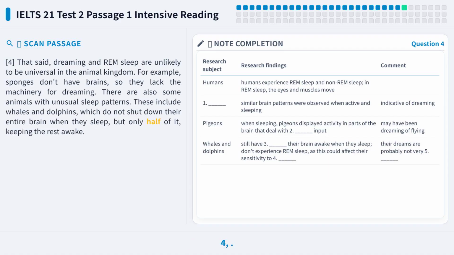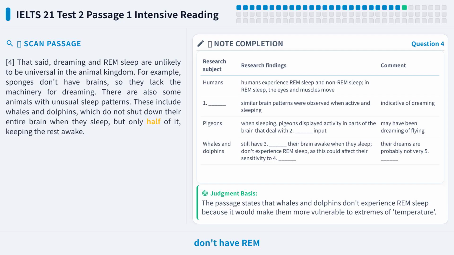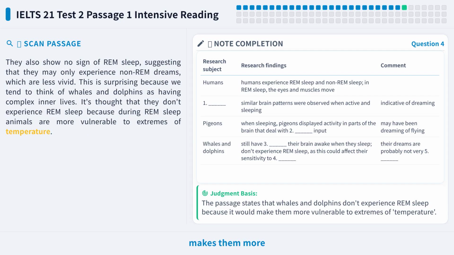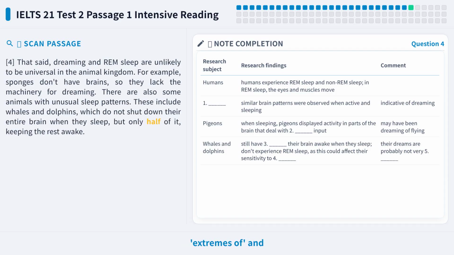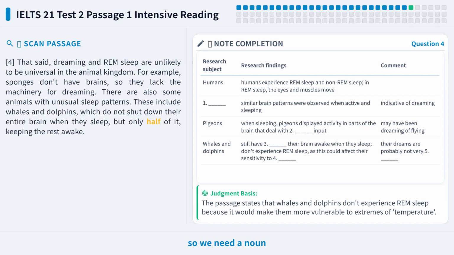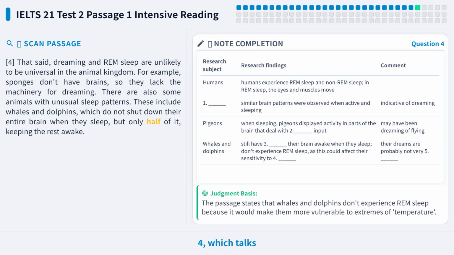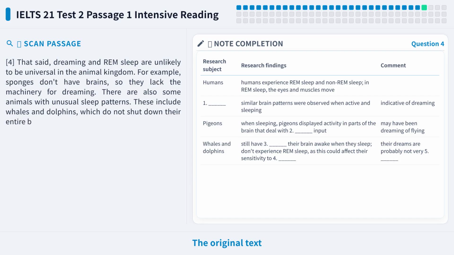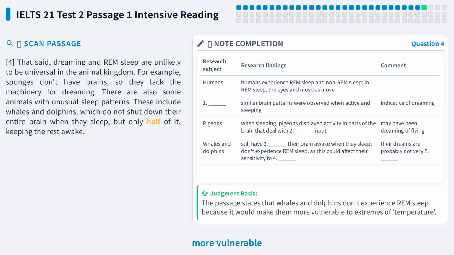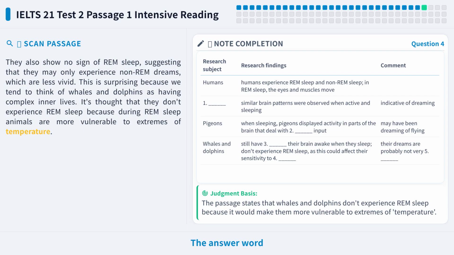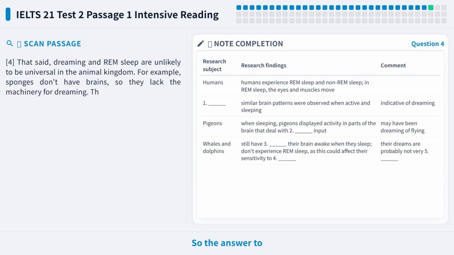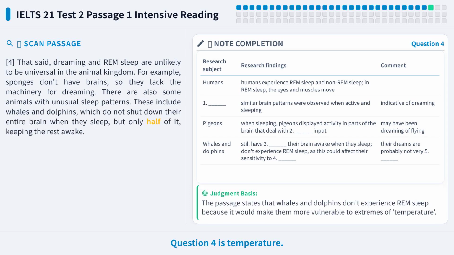Let's look at question 4. Whales and dolphins don't have REM sleep because it makes them more vulnerable to extremes of what? The blank is after extremes of and before more vulnerable, so we need a noun here. Go to the last sentence of paragraph 4, which talks about REM sleep and vulnerability. The original text says animals are more vulnerable to extremes of temperature. The answer word temperature is directly given here. So the answer to question 4 is temperature.